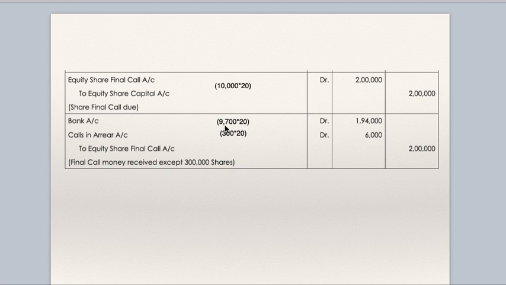Bank account debit 9,700 into 20, 1,94,000. Calls in arrears account debit 300 into 20. Final call not received on 3 lakh shares, that is on 300 shares, which is 6,000. To equity share final call 2 lakhs. Equity share final call 1 debit 1 credit. Net effect is bank account debit 1,94,000, calls in arrears account debit 6,000, to equity share capital account 2 lakhs.